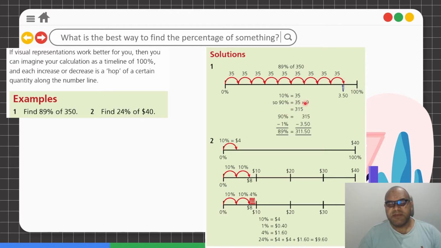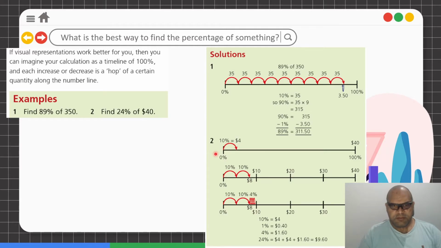35 times 9 is 315. And it is 90%. Minus 1%. We remove 3.5. It is 311.5. The same result. Okay, guys, you can use the number line over here. It's very simple. I like this method of the number line. I like this one. It's very easy. You can visualize the percentages.